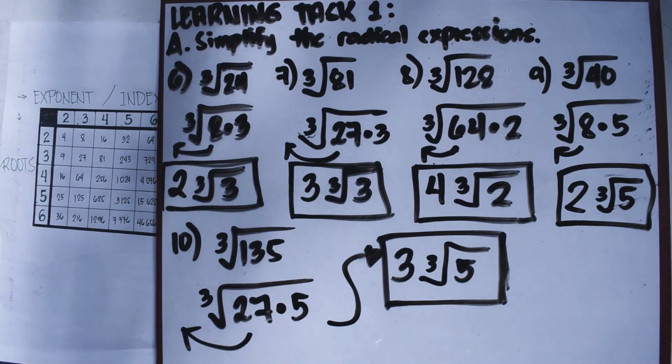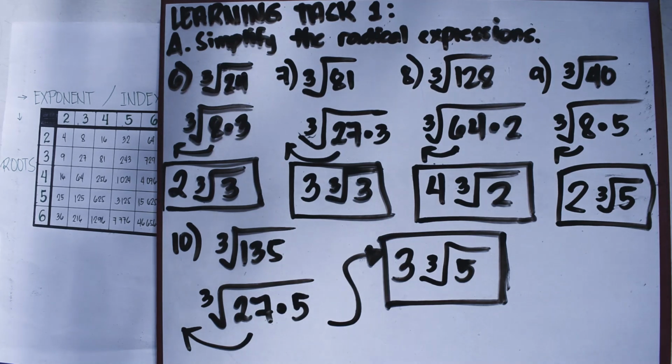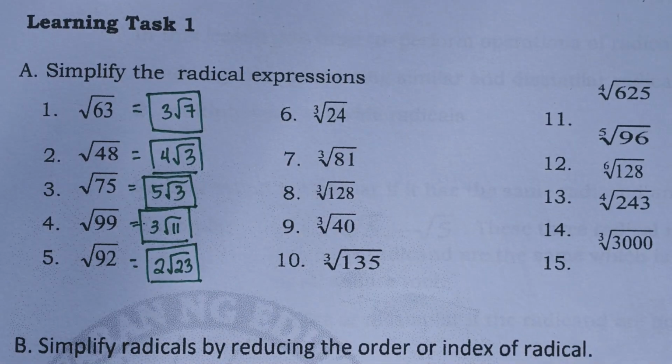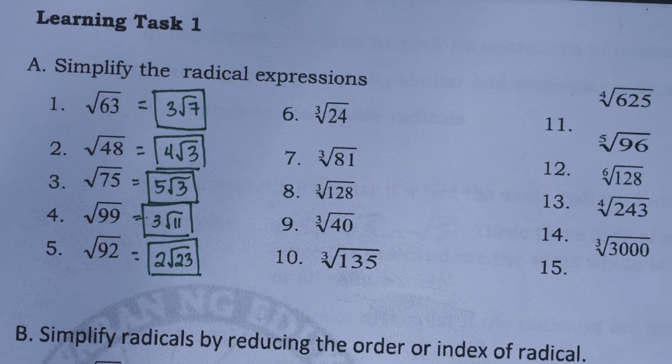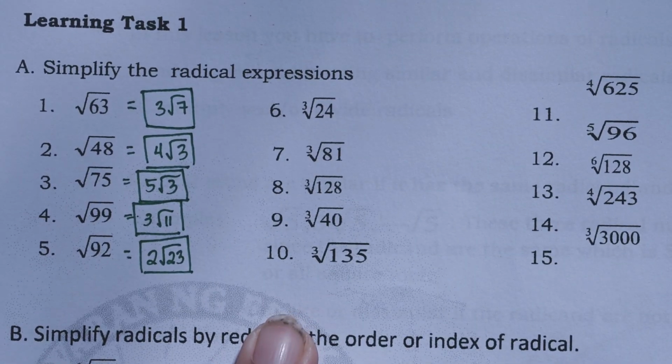Ayan. So, malinaw. Madali lang naman. So, ito na po agad yung numbers 6 to 10. So, therefore, tayo po ay magpuproceed na agad sa numbers 11 to 15 ng ating learning task number 1, letter A. Ayan. So, syempre, bago tayo mag-proceed doon sa ating numbers 11 to 15, sagutan muna natin yung 6 to 10. Lagay ko lang dito yung mga final answer na nakuha natin.